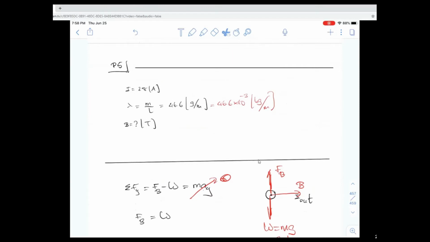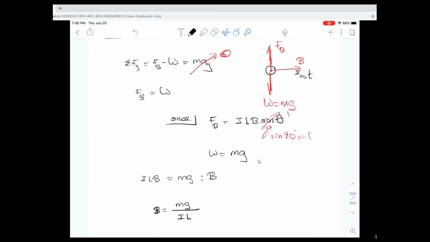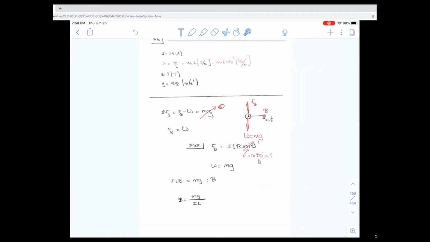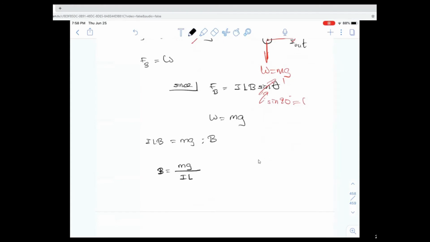So let's add on to it. We got g, 9.8. What else do we need? We got the current, 28 amps. We got our g, 9.8. The current obviously is given. We don't know what the mass is, and we don't know what L is, but we know the combination of it, m over L. So this needs to be expressed in terms of this, and then we're fine. Then we'll plug in the numbers.